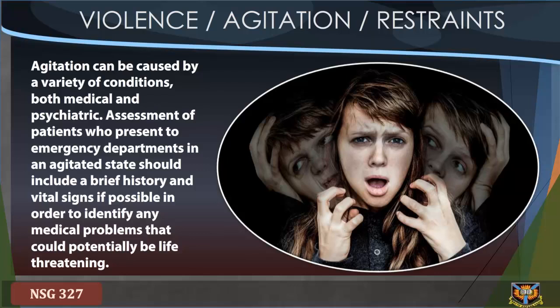Violence, agitation, and restraint. Agitation can be caused by a variety of conditions, both medical and psychiatric. Assessment of patients who present to emergency departments in an agitated state should include a brief history and vital signs if possible in order to identify any medical problem that could potentially be life-threatening. History is critically important in determining whether the source of the agitation is likely related to a general medical condition, such as hypoglycemia, hypoxia, or neurologic problem, or an exacerbation of psychiatric illness. Identifying the underlying etiology is key to treating agitation in the emergency setting.